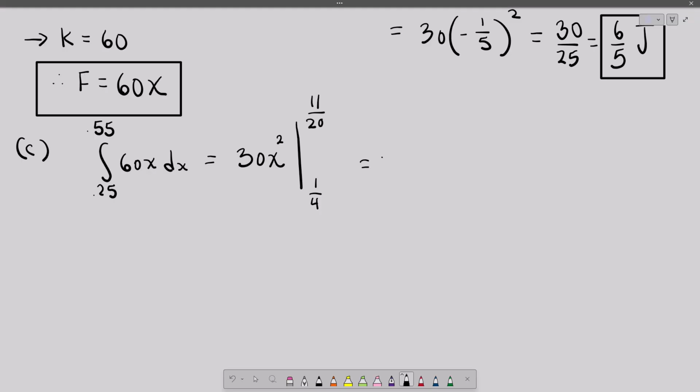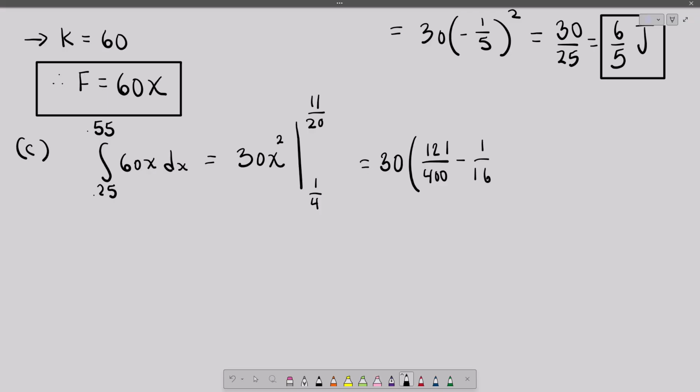So we'll have that. The problem with decimals is that when you get to your final answer, if you have decimals there, you don't know if there was a rounding or no rounding. And so it's nicer to use exact numbers whenever possible. So 30 times 11/20 squared, we'll get 121 over 400. Minus 1/4 squared is minus 1/16.